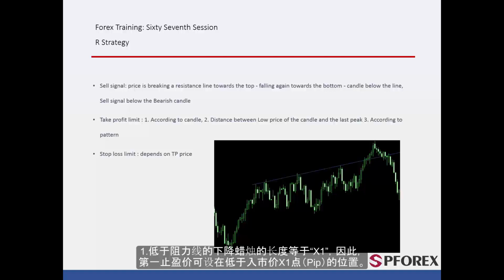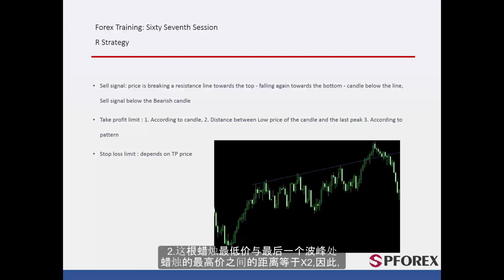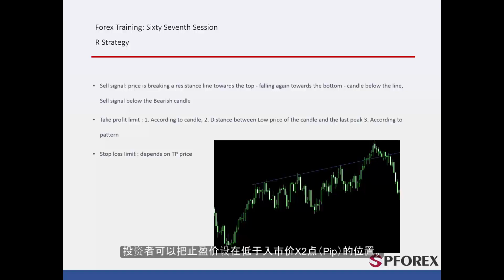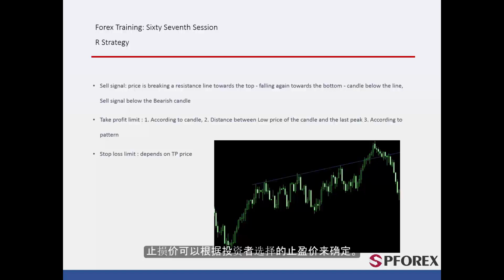1. The length of a bearish candle that forms below a resistance line equals x1. Thus, the first TP price can be x1 pips lower than the entry price. 2. The distance between the low price of a given candle and the high price of the candle on the last peak equals x2. Thus, a trader can consider TP price x2 pips lower than the entry price. 3. If a powerful pattern forms in this region, a trader can consider the third TP price via this pattern. SL price can be determined considering the TP price that the trader selects.